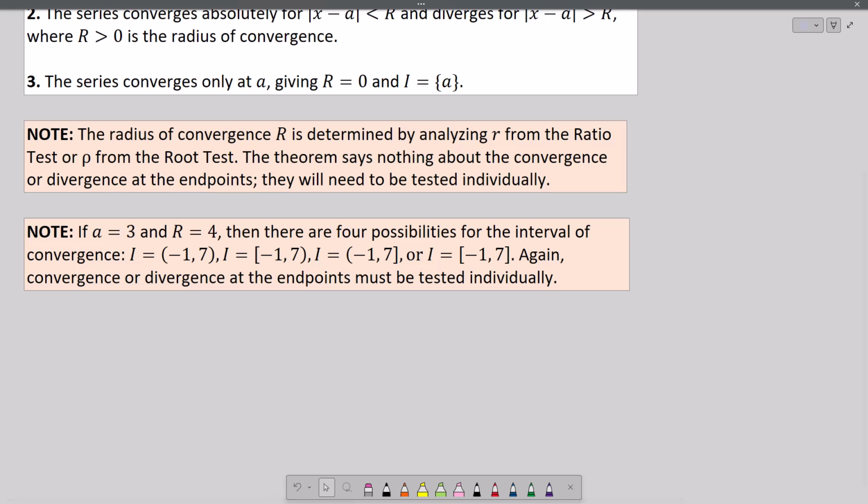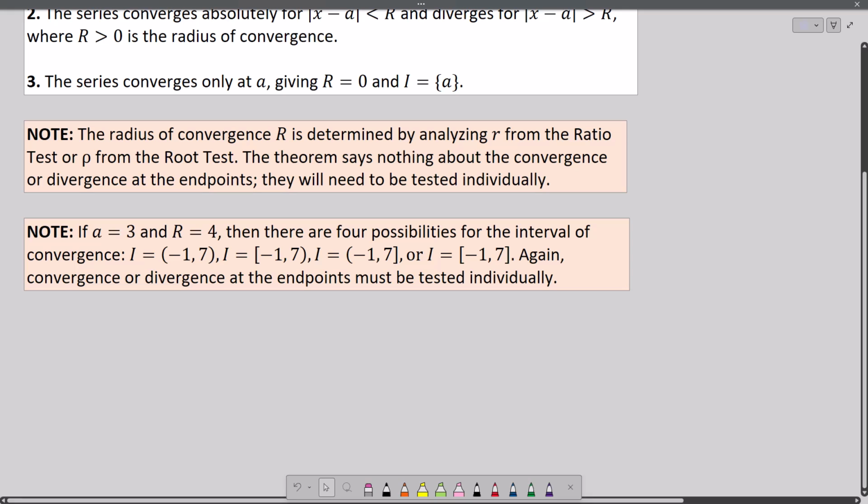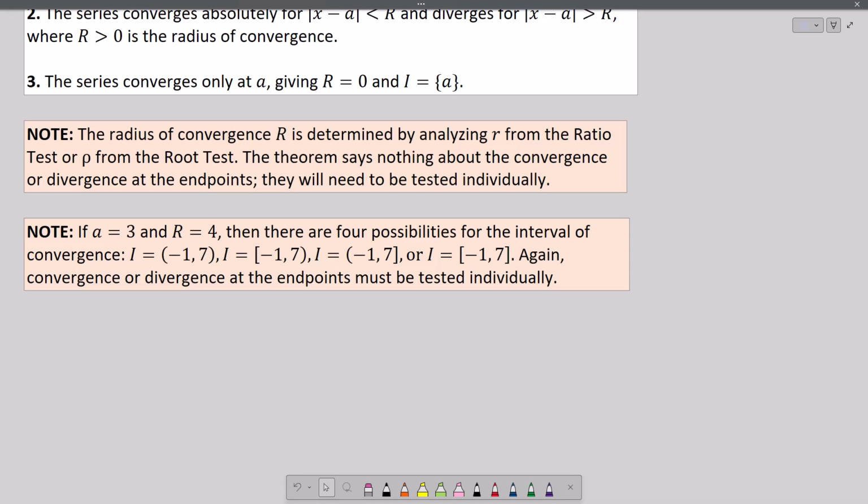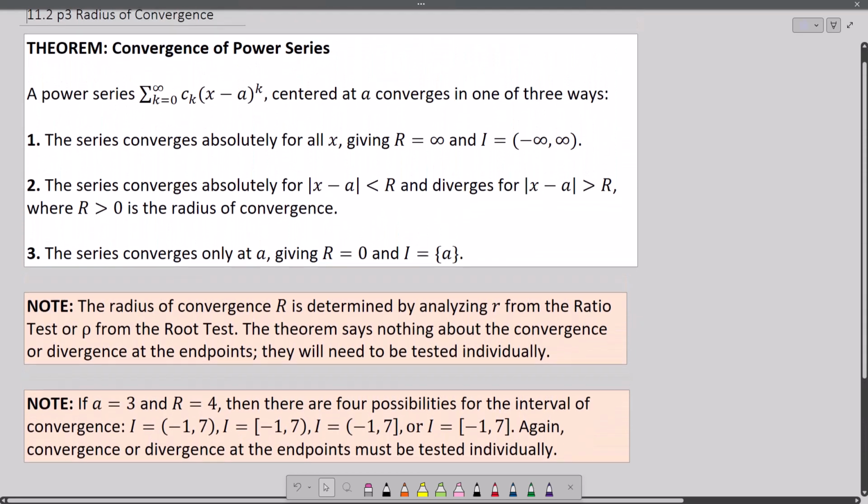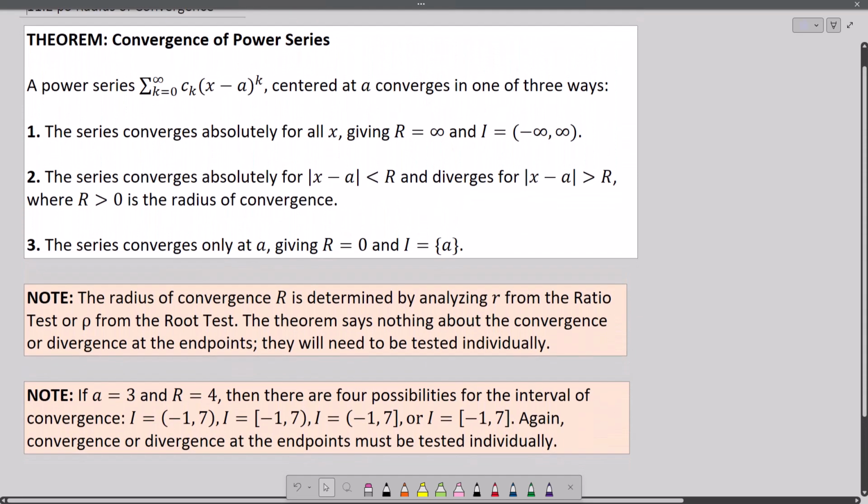But then we have to test each side of the interval and figure out, do we have convergence at -1? If so, we include the -1. Do we have convergence at 7? If we do, we include the 7. And if we don't have convergence, we put a parenthesis where it's not converging. So all 4 of these are candidates for the interval of convergence if the center is 3 and the radius is 4. Okay, so that's going to be the bulk of our work, dealing with these endpoints.